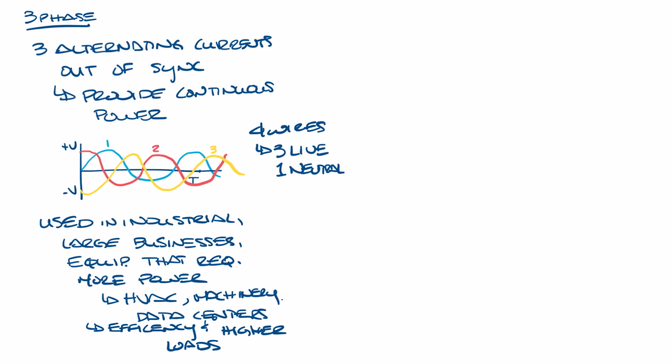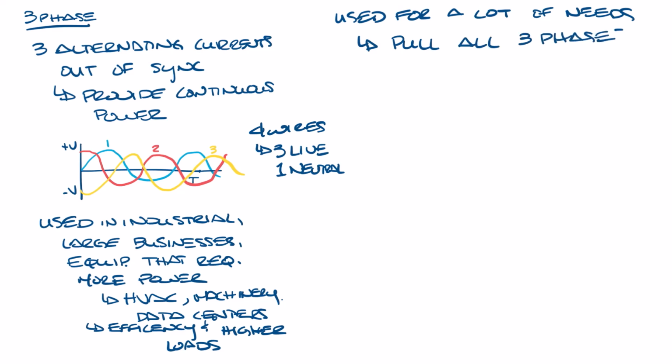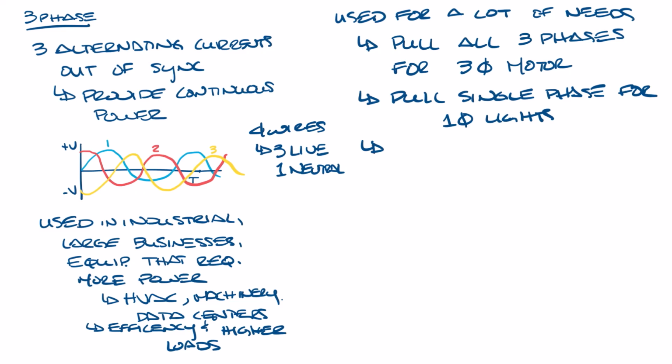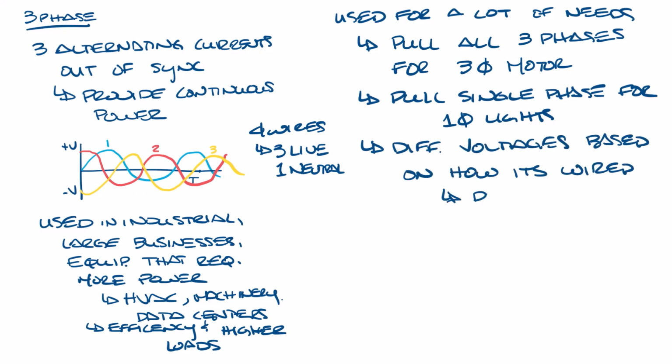Let's slide this over a little bit. You can use three-phase power to power a lot of different needs. You can pull all 3 phases to power a 3-phase motor, and you'll often see 3-phase written like this. Or you can just pull a single phase to power plugs or lights. You can also get different voltages based on how it's wired, either in a delta or Y configuration. And I have a video in HVAC Academy that explains this that I'll link below.